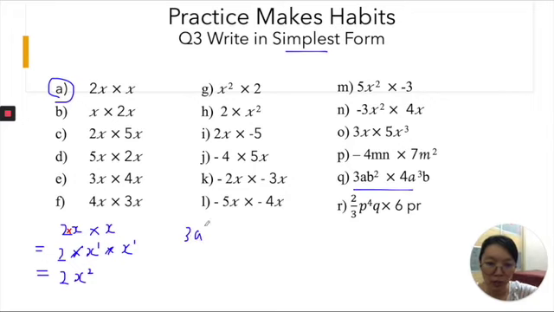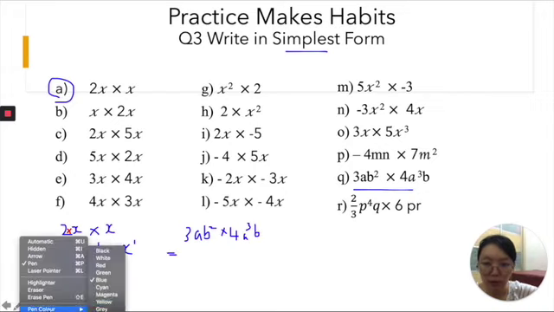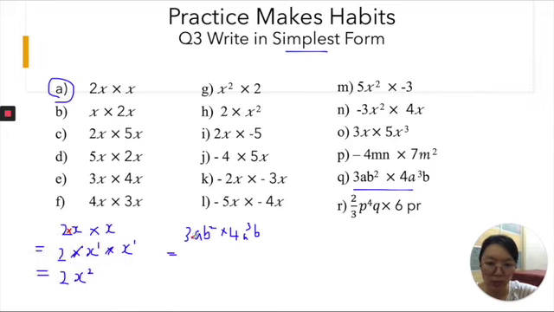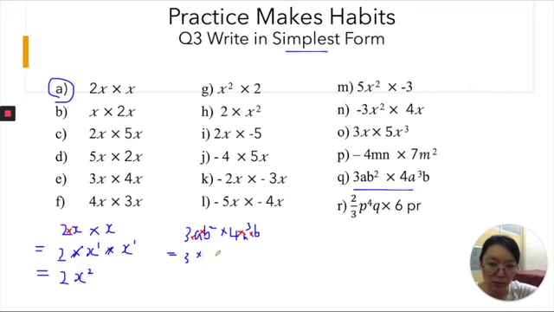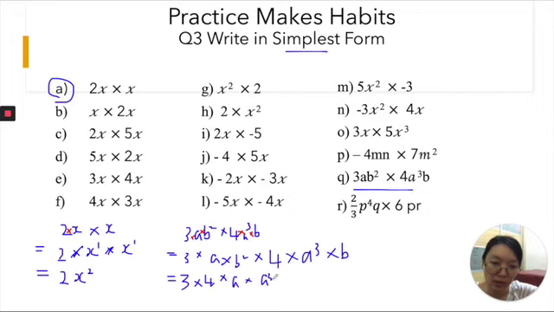Now let's go to a slightly more challenging one, Q. Again, you copy down the question, 3ab squared times 4a cubed b. Expand it. Put all the multiply in between. 3 times a times b squared times 4 times a cubed times b. Then I group them. Number and number, and then a and a, and then b and b.